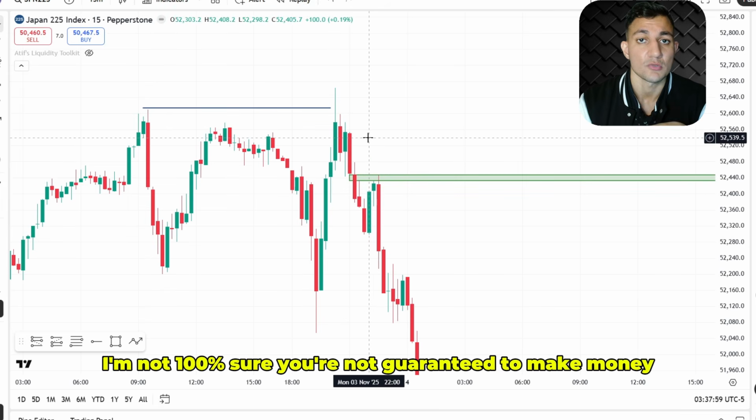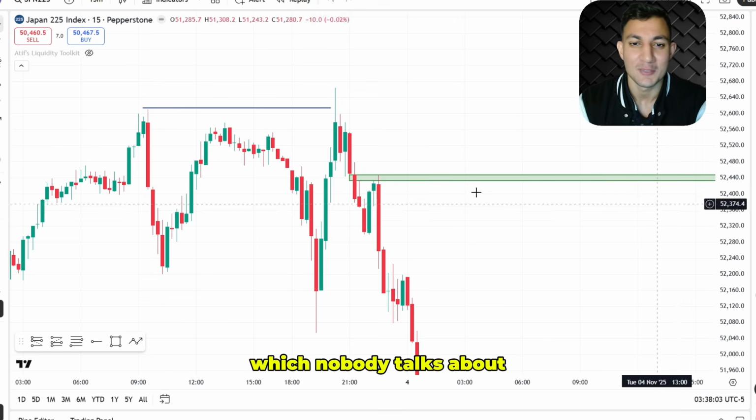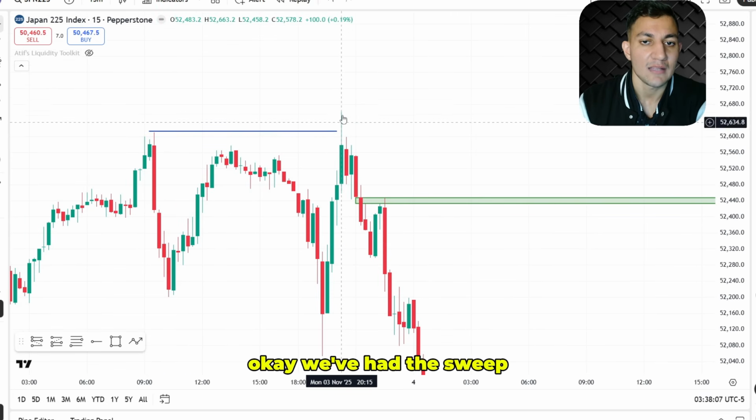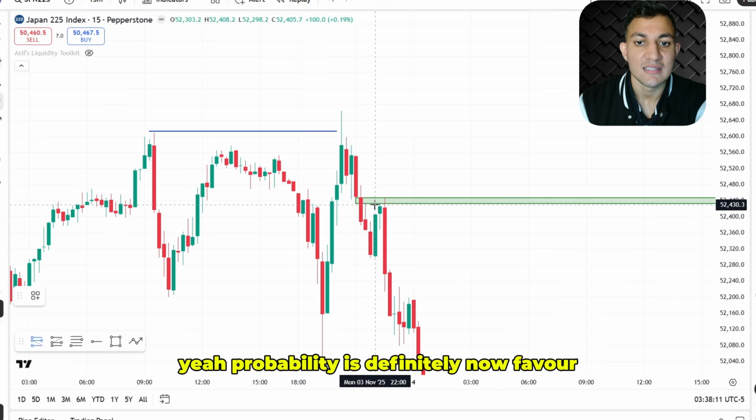I'm not 100% sure. You're not guaranteed to make money. You can lose money in trading too, which nobody talks about. But at this point, I'm pretty confident. Okay, we've had the sweep. We've got the fair value gap. Probability is definitely now favored.